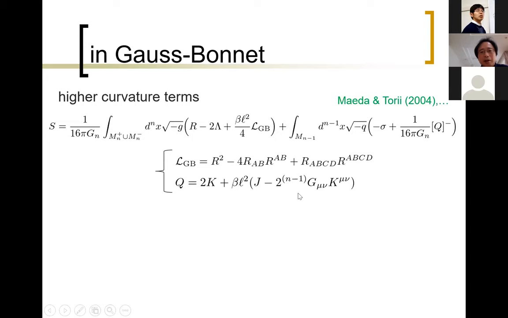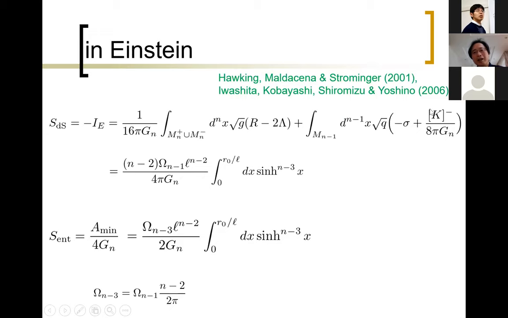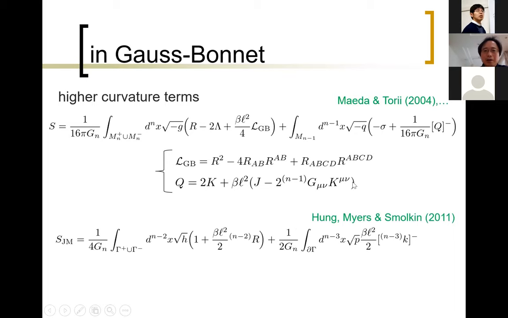This is the n minus one dimensional Einstein tensor on the plane. K mu nu is an extrinsic curvature, and K is the trace part of the extrinsic curvature. The details are not important, but I forgot to explain. So if beta vanishes, Q is just proportional to K. So this is just the Gibbons-Hawking term.